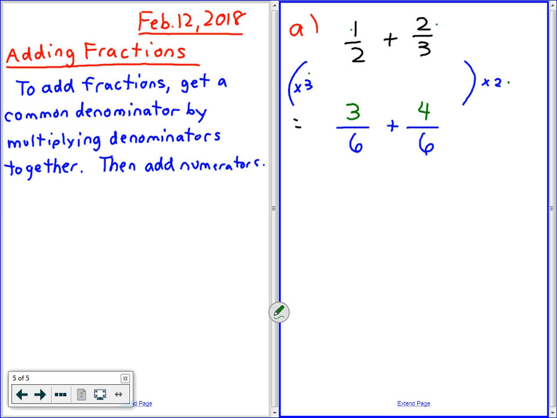Yeah. So we're just trying to make the two numbers add up to the same number? Yeah. So again, it's the opposite of going to lowest terms. We want the biggest terms. Then once we have that, the 6's stay the same. Then we go 3 plus 4 is 7.